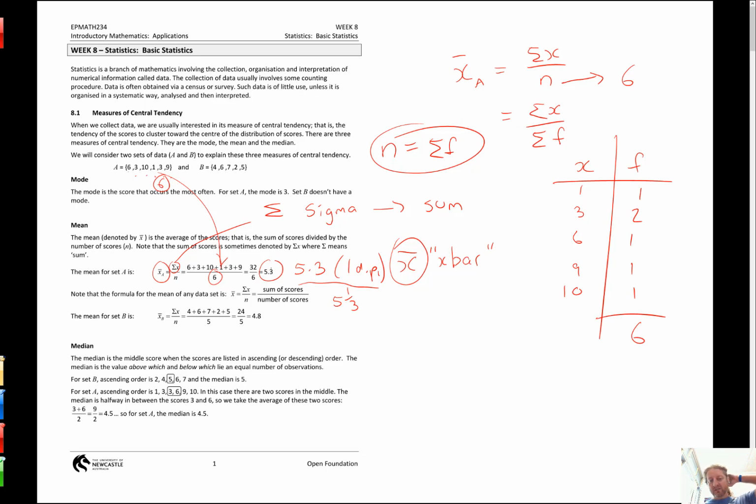Okay, well that's the mean. So the average score there was 5.3 repeater, and that makes sense. It's roughly in the middle of the data. Great. And then the next part is saying, well, just do it again. It's the sum of all the scores over the number of scores. There were only 5 scores added up. So the mean of set B is lower than the mean of set A. Great. All right, let's do the median again.